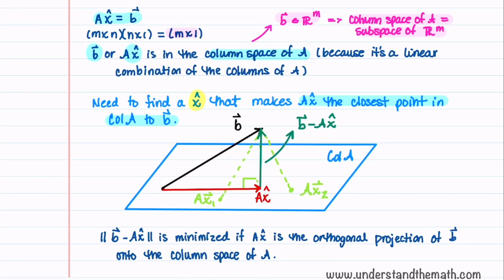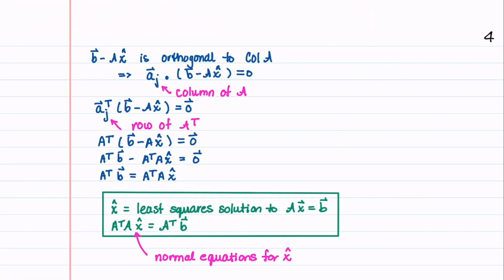The distance between vector b and Ax hat is going to be minimized if A times x hat is the orthogonal projection of b onto the column space of A. Here's Ax hat. Since Ax hat is the orthogonal projection of b onto the column space of A, we know that b minus Ax hat is orthogonal to the column space of A. That means that we can take a column of matrix A, take the dot product with b minus Ax hat, and we know that it has to be equal to 0 because it's orthogonal.